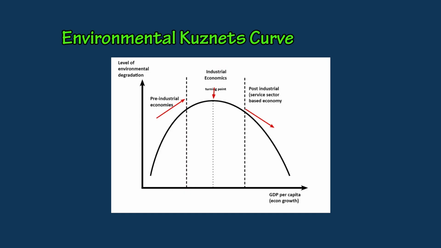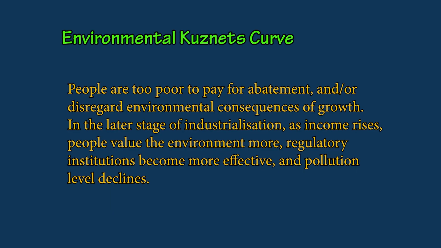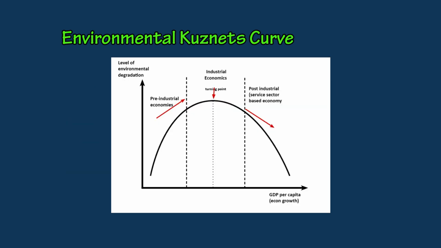This goes on till a peak is reached where the economy becomes more or less an industrialized nation. Once this level is reached and the economy starts moving towards a service-based economy, people become more aware, and income has reached a certain level where people actually start caring about the environment. So there is a demand for clean air, clean water, etc., environmental goods. At this time, the level of environmental degradation also starts to drop. So thus ultimately what do we get? We get an inverted U-shaped curve.